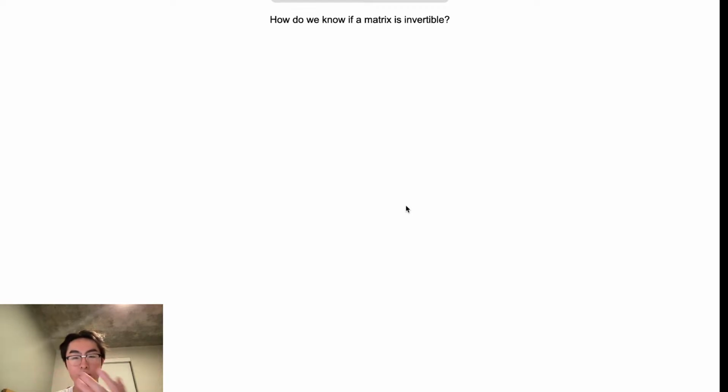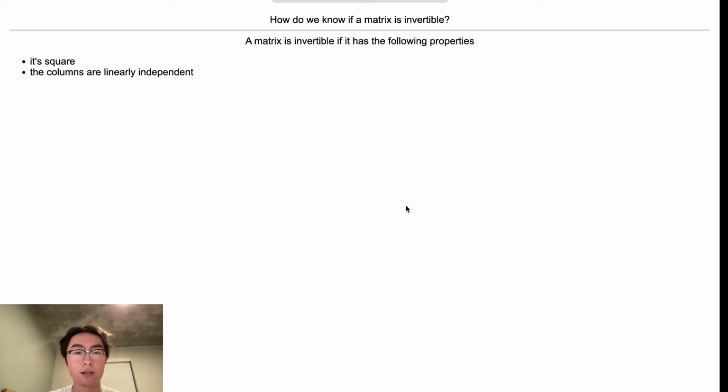A matrix is invertible if it is square, and also its columns are linearly independent.